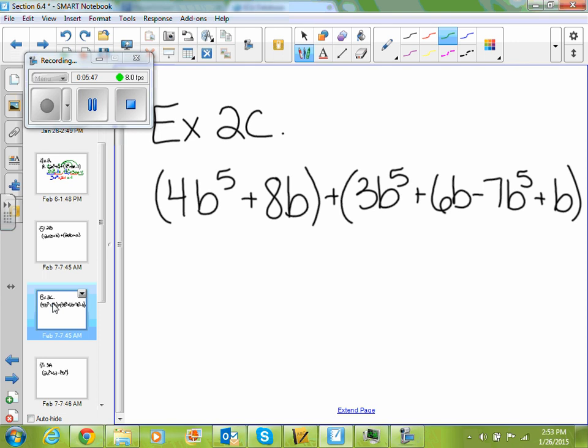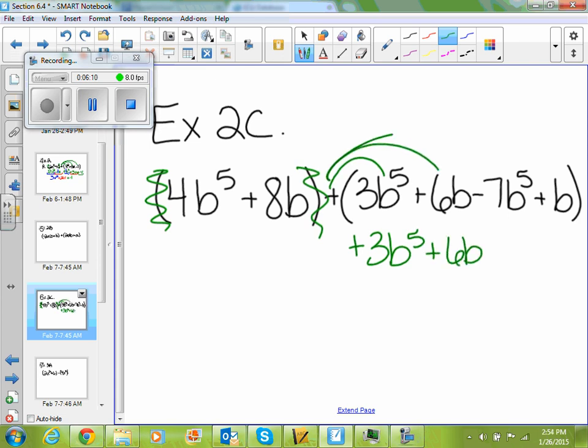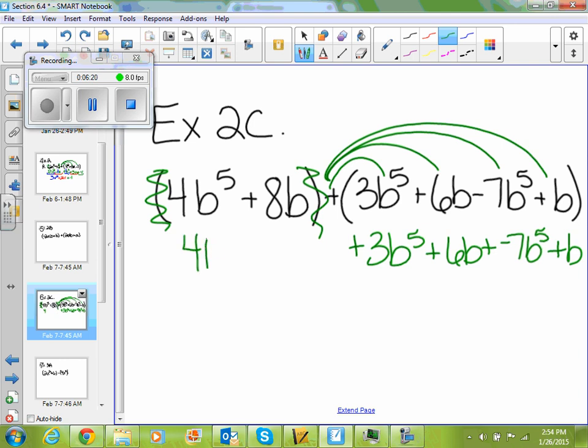Okay, we can do that one. So 4b to the 5th plus 8b, plus 3b to the 5th plus 6b, minus 7b to the 5th plus b. We can ignore our parentheses up front, but we have to distribute the plus sign. So plus 3b to the 5th plus 6b plus negative 7b to the 5th plus b. And then I still have 4b to the 5th plus 8b out front.